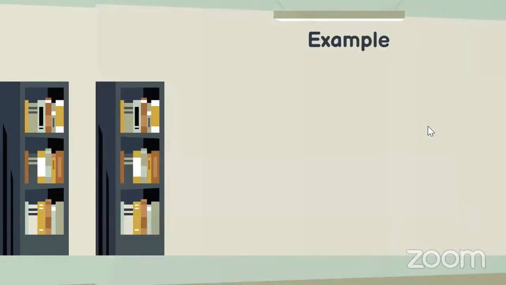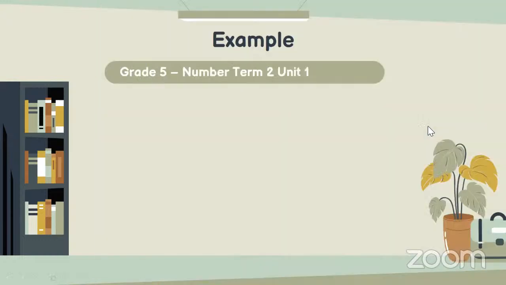One more example for you. Grade 5, number, term 2, unit 1. This very abstract objective says, place in serial order any set of decimal numbers, decimal fractions, right? So you're just going to now take 0.21 and 0.53 and put them in ascending or descending order. And that's the essence of what the objective wants you to do.